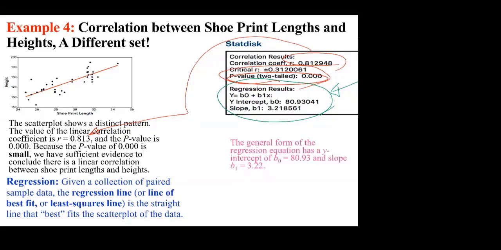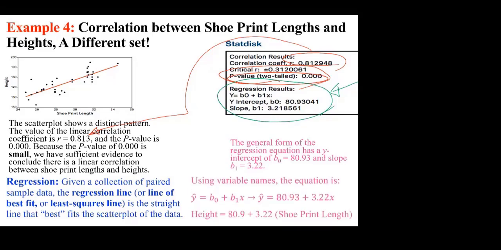So if you look at that one, again, we are just reading from the technology. The general form of the regression equation has a y-intercept of b sub 0, which is 80.93. I didn't write the rest of them, 041. And the slope, or b sub 1, is 3.2185. It continues indefinitely. I did round it to 2 decimal places. And so the equation that is used is as follows. We use y hat, really not y. This is the formula: y hat equals b sub 0 plus b1x, where b sub 0 and b sub 1 are given. You put it in: 80.93 plus 3.22x.